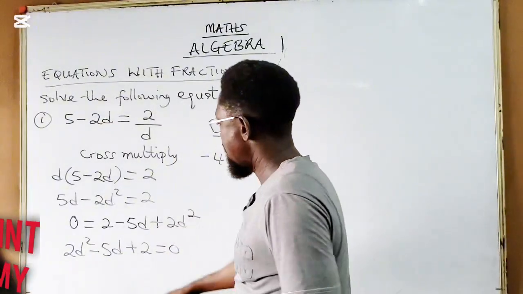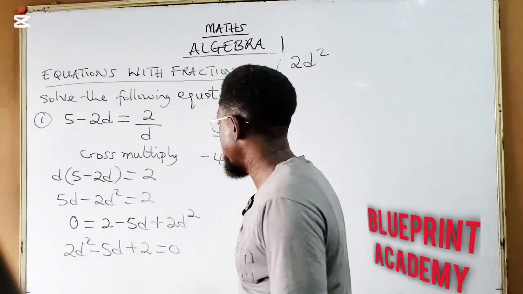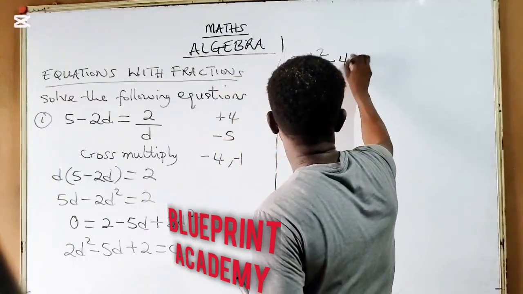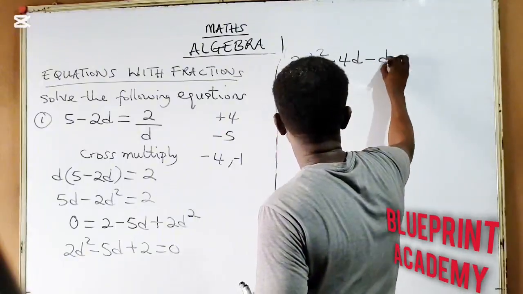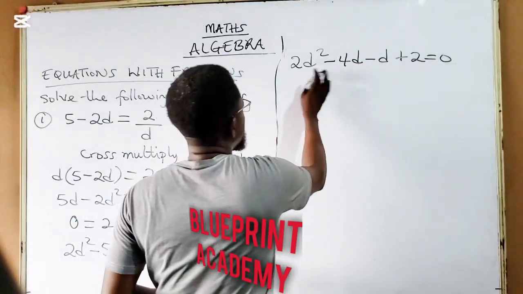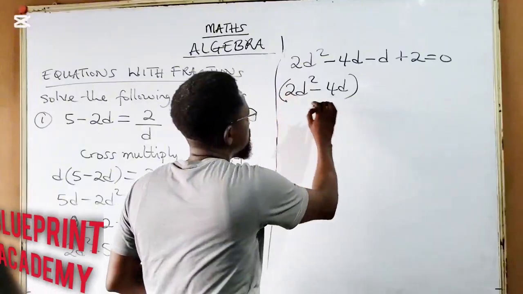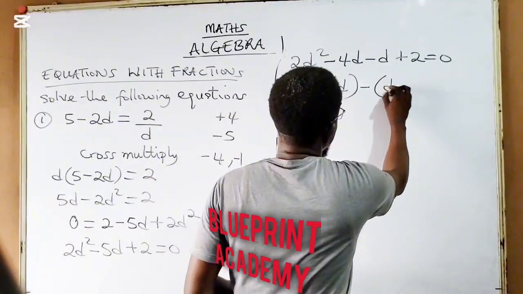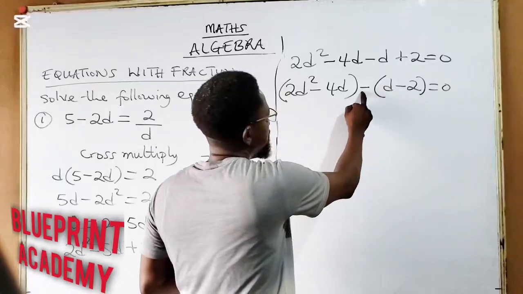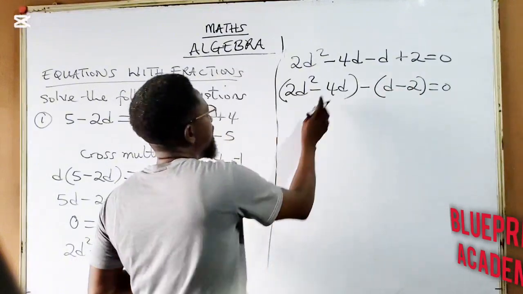So now split this one using minus 4 and minus 1. I have 2d squared, then instead of minus 5d, I'll split that using the minus 4. I get minus 4d, then minus d, then plus 2 equal to 0. If I group these two, we get 2d squared minus 4d in a single bracket, minus, then d minus 2 equal to 0. Yes, minus because of this minus outside. Minus times minus will give us plus.